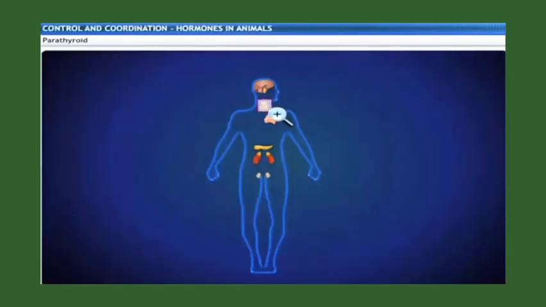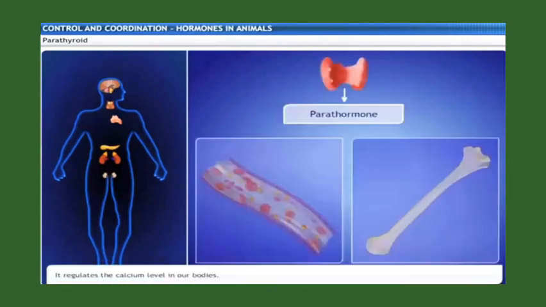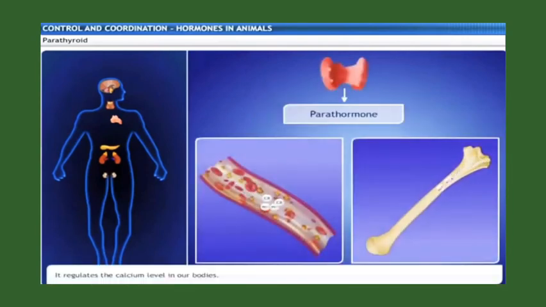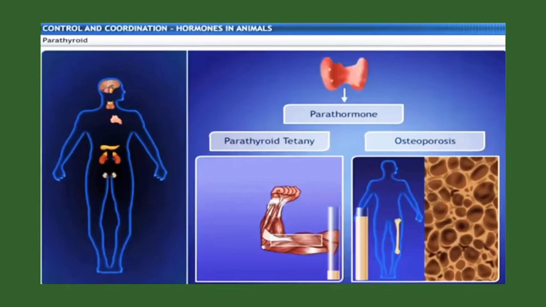Parathyroid glands are two pairs of small, oval-shaped glands embedded on the dorsal surface of the thyroid gland in the neck. They secrete a parathyroid hormone or parathormone. Parathormone helps in the regulation of calcium and phosphate ions in bones and blood. Hyposecretion leads to parathyroid tetany, and hypersecretion causes osteoporosis.